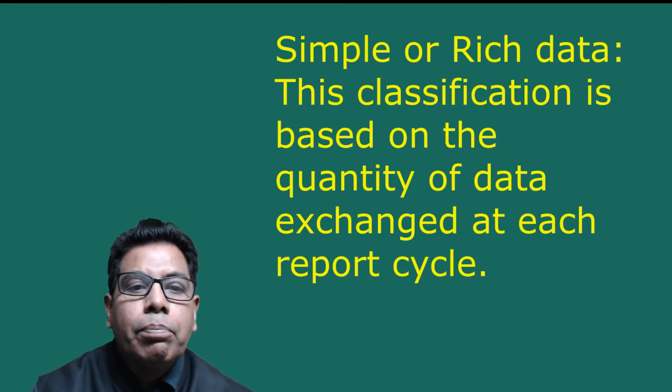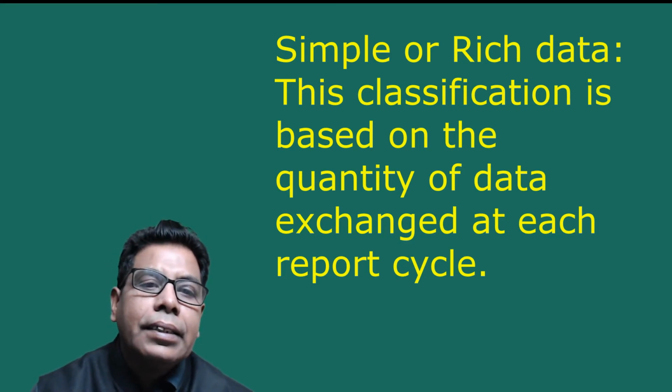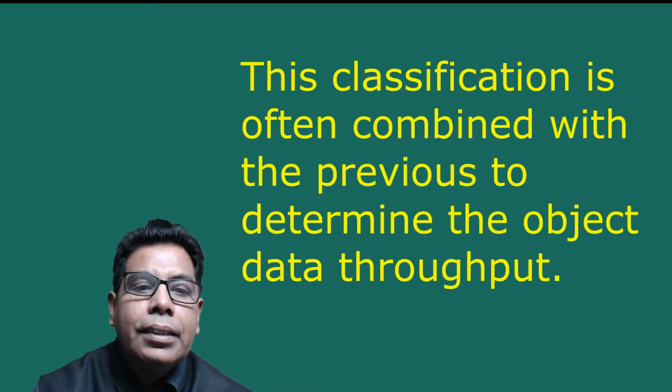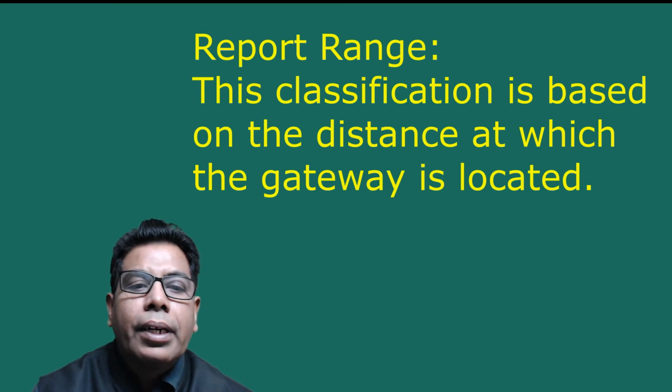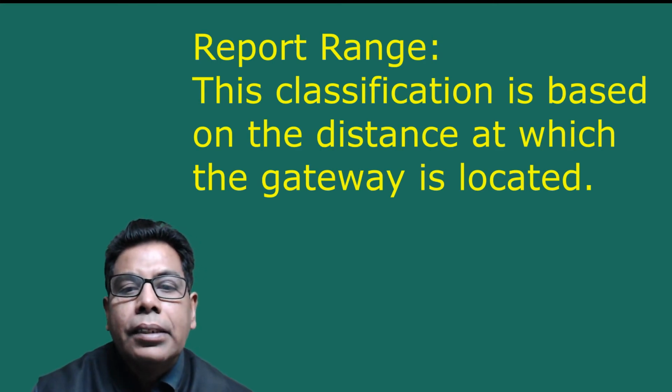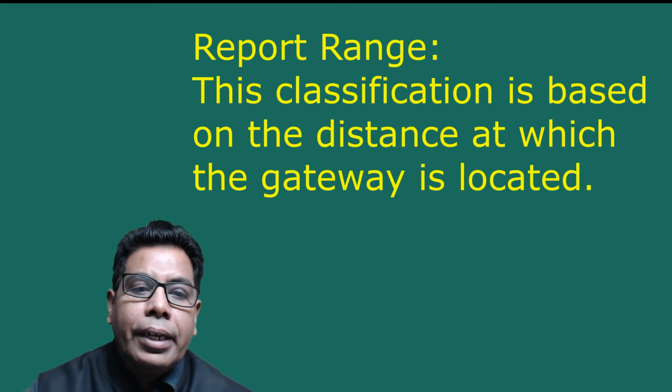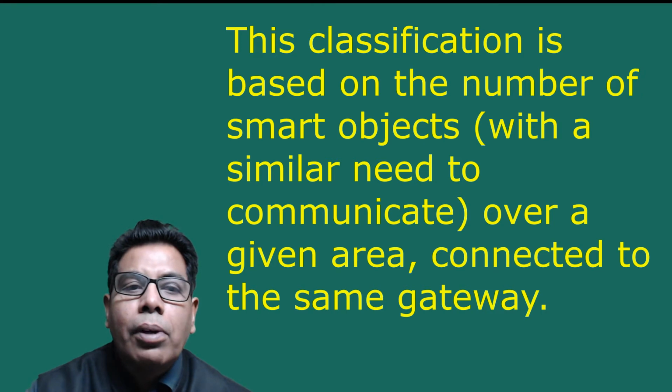Then next we have simple or rich data. This classification is based on the quantity of data exchanged at each report cycle. Richer data typically drives high power consumption. This classification is often combined with the previous to determine the object data throughput. Then next we have the report range. This classification is based on the distance at which the gateway is located. Then next we have object density per se. This classification is based on the number of smart objects with similar needs to communicate over a given area connected to the same gateway.